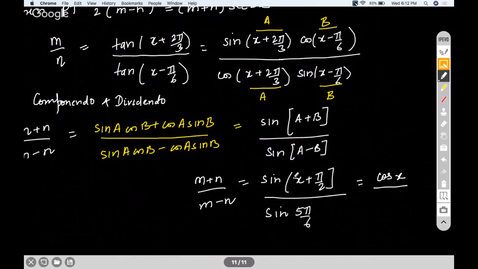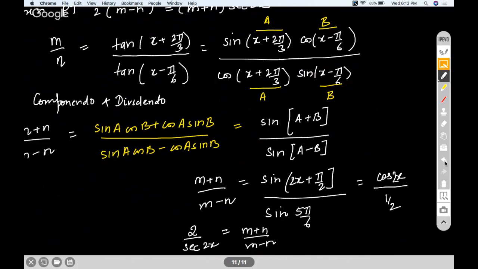Now sine 90 plus x is cos x. I'll have a 2 over here. Sorry, so it's cos 2x. And in the denominator, I'll get a half. So this can be written as 2 by sec 2x is m plus n by m minus n.